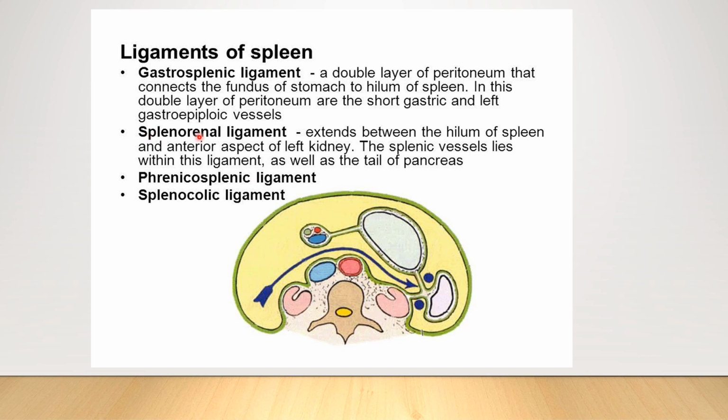Then the Splenorenal ligament extends between the hilum of the spleen and the anterior aspect of the left kidney, and the splenic vessels lie within this ligament as well as the tail of the pancreas. So students, this ligament you are seeing between this left kidney and the spleen is the splenorenal or lienorenal ligament. This one is the Splenorenal Ligament, and it contains the splenic vessels as well as the tail of the pancreas. So the Phrenicosplenic and the Splenocolic Ligament I will discuss in the next slide.